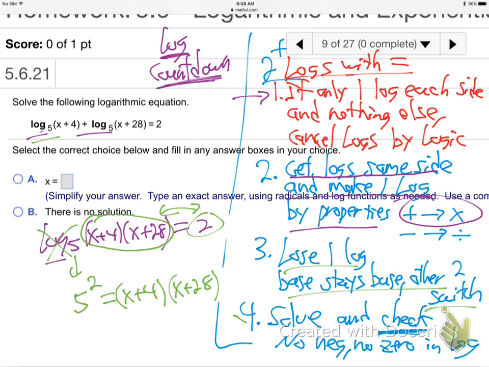So again, 2 logs, 1 log, no logs. That's always the flow for solving logs. 2 logs, 1 log, no log. So now we're down to no logs, and so we call that a log countdown. Now we solve that thing.